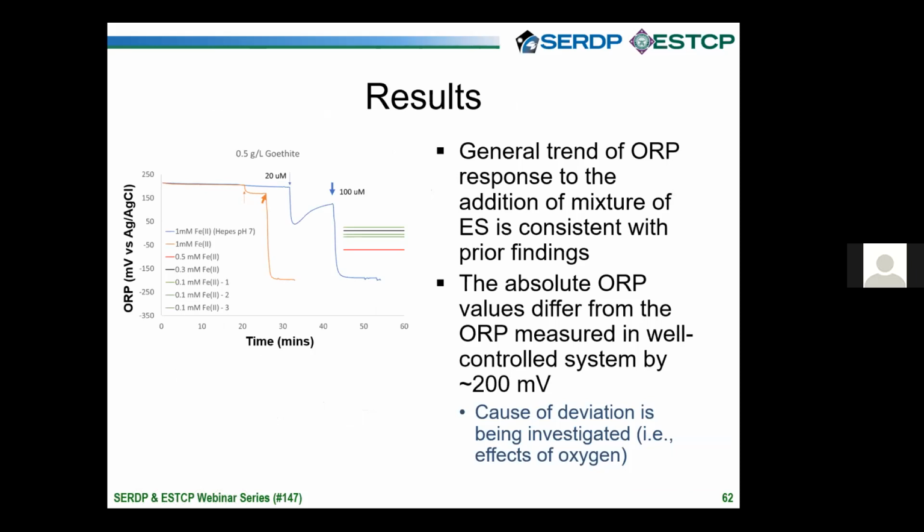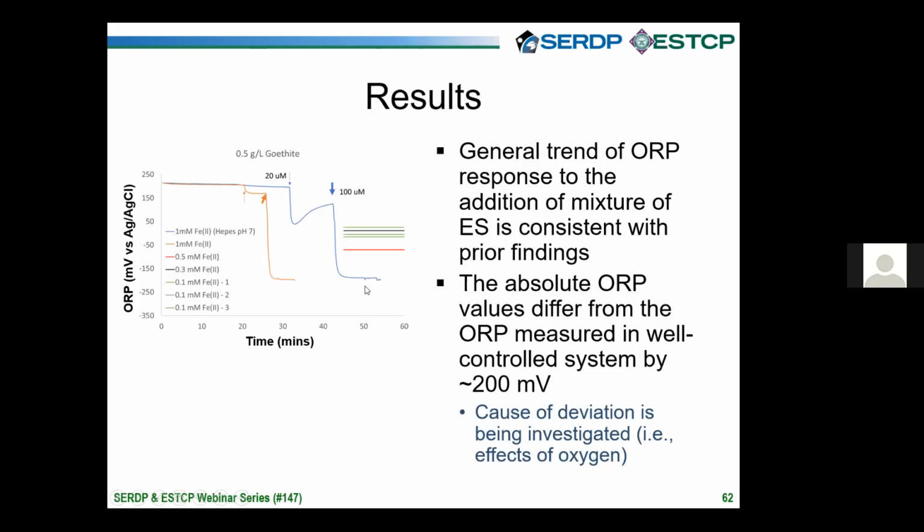Here we're using 0.5 gram per liter of goethite with a different concentration of iron(II). We're seeing the general trend of ORP response to the addition of the mixture of electron shuttles is consistent with the previous findings. For example, here we have a 20 micromolar addition. We're seeing a nice drop of ORP in response to that addition. And when we add 100 micromolar, it also shows a good drop.